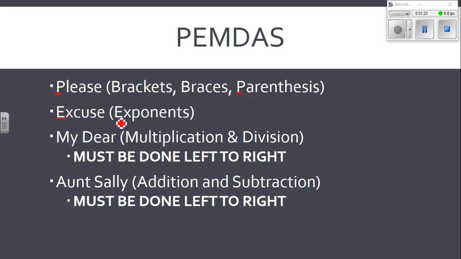Excuse is exponents. My dear is multiplication and division. And with that, we focus on going from left to right. So if we have 6 divided by 2 times 3, even though we see multiplication first, we always do what's going from left to right when it comes to multiplication and division. So in this case, we would divide first and then multiply. Okay? And then same thing for Aunt Sally, which is adding and subtracting. And again, it must be done from left to right.